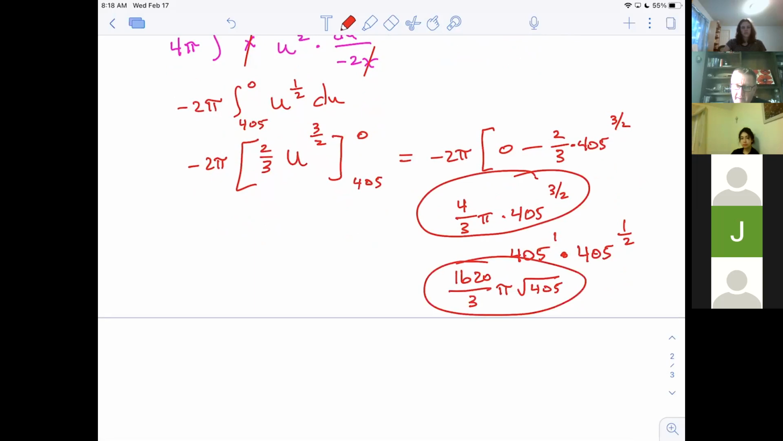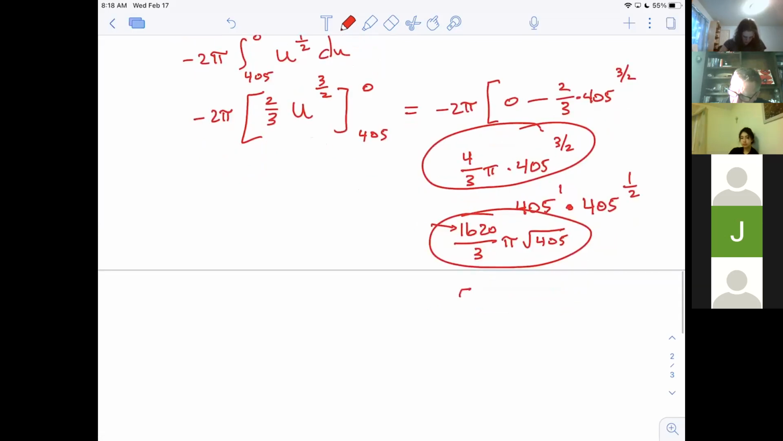And then, again, because of cool shortcuts, 1 plus 6 plus 2 adds up to 9. So I know 1620 is divisible by 3, so that's kind of nice. So if I haven't made an algebra mistake, I end up with 540 pi times the square root of 405. And the square root of 405 even simplifies down. So you can play around with the algebra and clean that answer up if you want to, but in the end, you get the same answer for both of them.